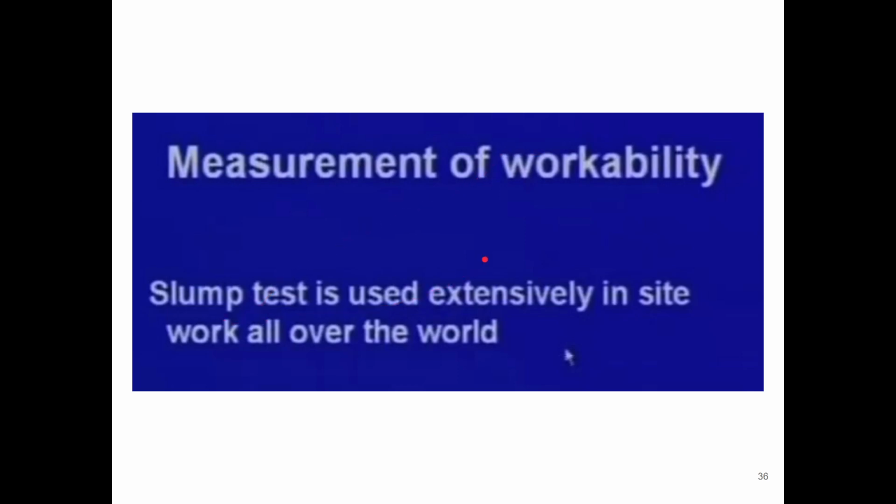If we go for something like self compacting concrete or high strength concrete, we might require some other types of methods, but those are beyond the scope of this course, and also beyond the scope of reinforced concrete design. So it is better to avoid those. For our purpose, the slump test is the main test used for workability and consistency.